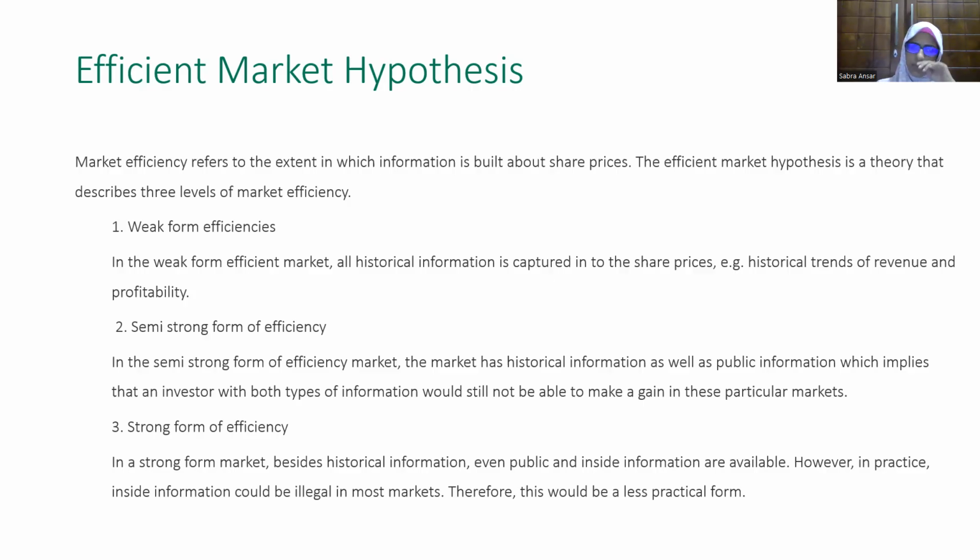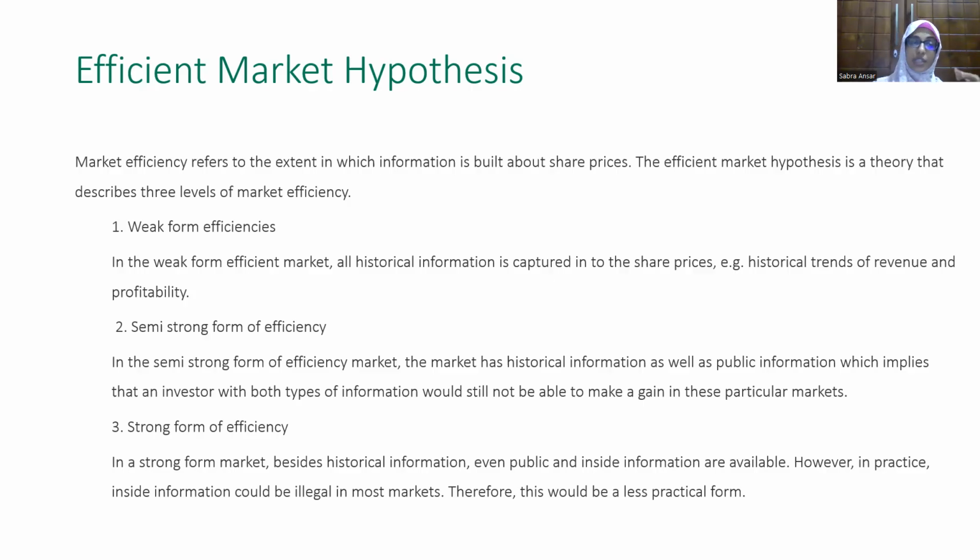I think I explained this to you before as well. The weak form of efficiency is the situation in an efficient market where only the historical information is captured in a share price, like the historical trends of revenue and profitability. If only those are captured in the share prices, that is considered weak form efficiency. And then there is the semi-strong form of efficiency.